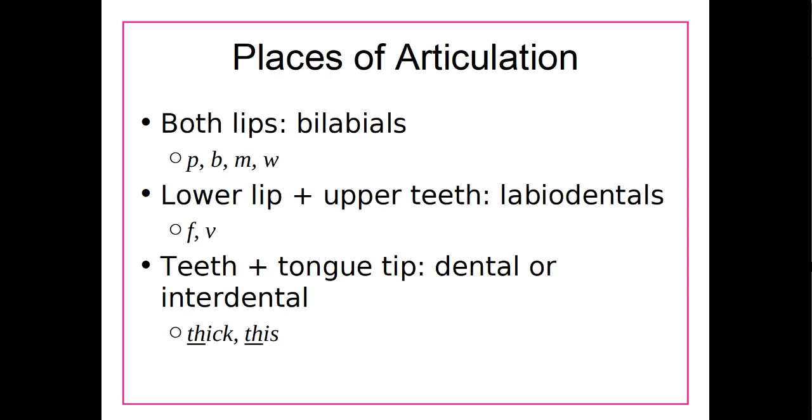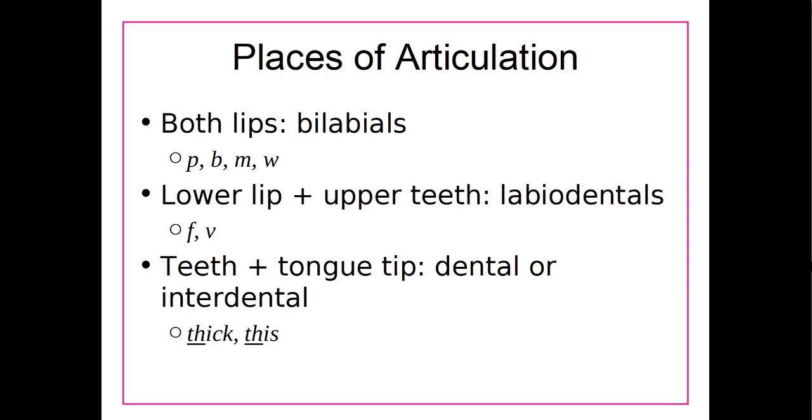The first type is what's called the bilabials. So bilabials, if you're familiar with your old word roots, means two lips. So these sounds that are bilabials are formed using both of our lips to kind of obstruct the air moving through the mouth.